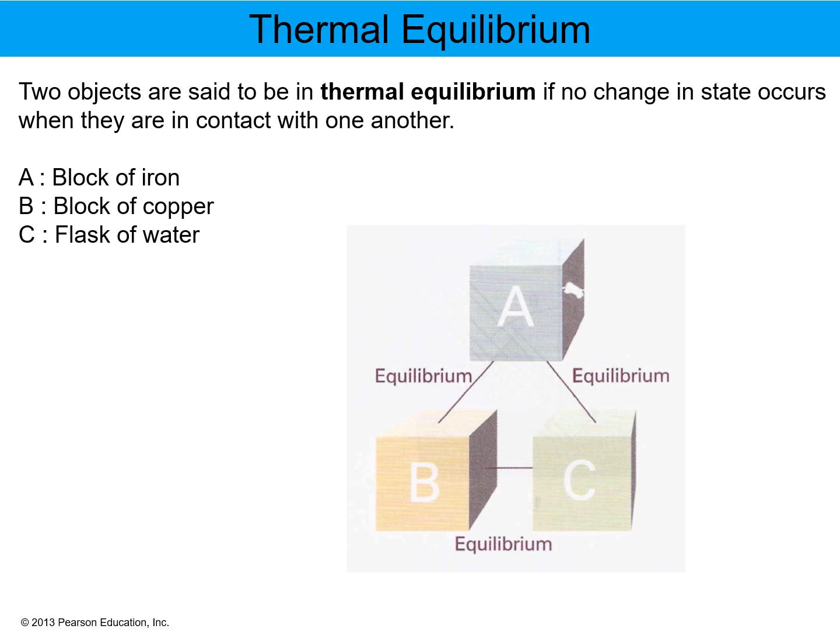So this slide shows the thermal equilibrium conditions. You can see there are three bodies here, A, B, and C, where A is a block of iron, B is a block of copper, and C is a flask of water. So A, B, and C are at equilibrium, where we know that there is no transfer of thermal energy.